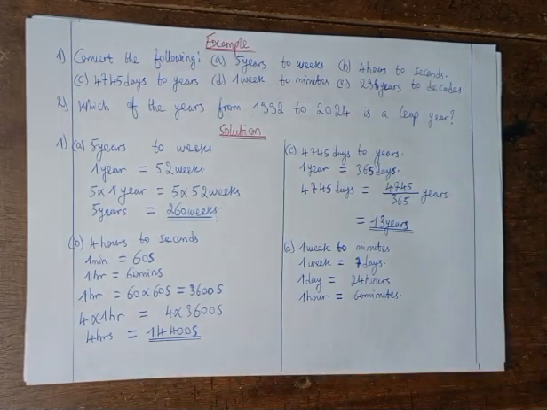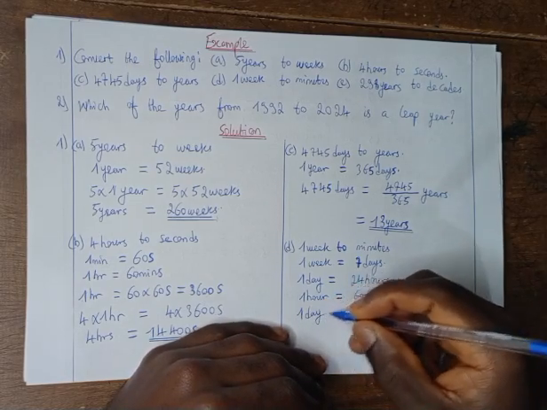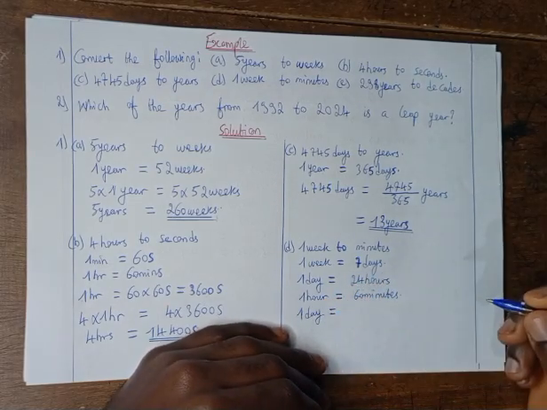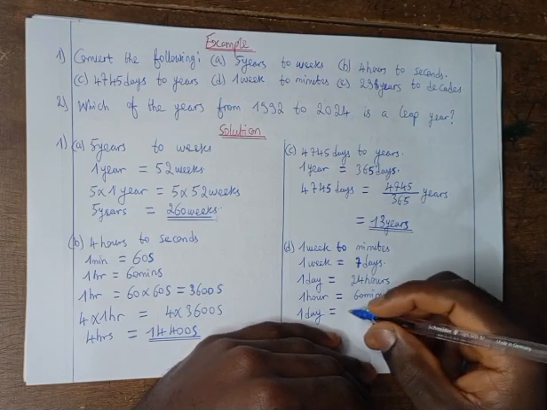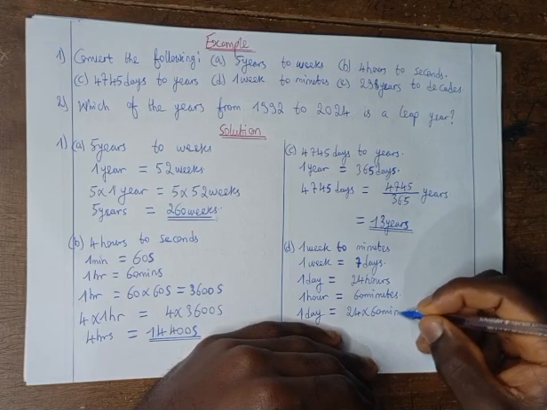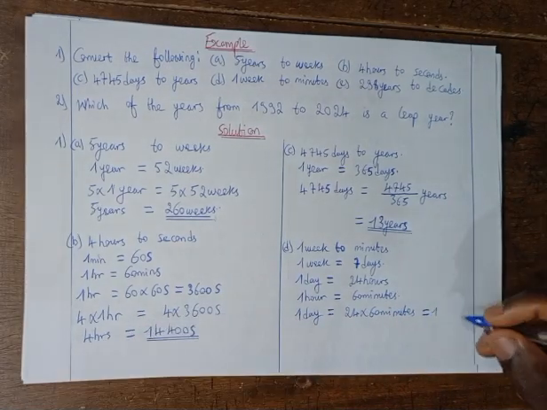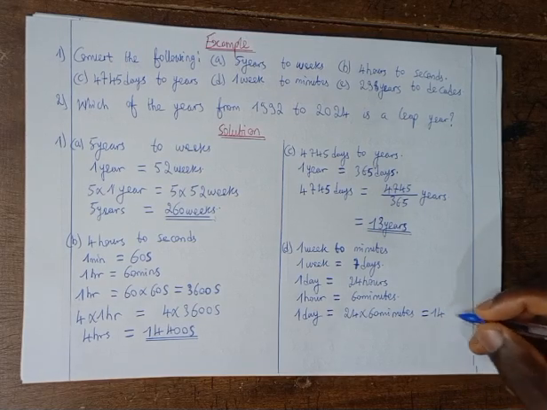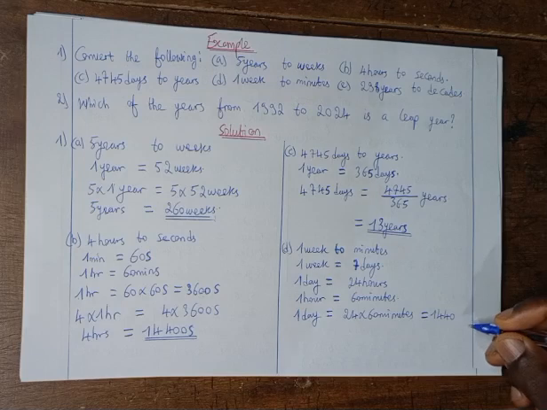Now, for us to get the number of minutes in 1 day, we need to get the number of minutes in 1 day. We are going to multiply 24 by 60. This will give us 24 times 60 minutes. This will simply be equal to 1,440 minutes.